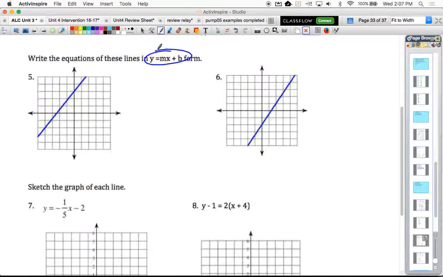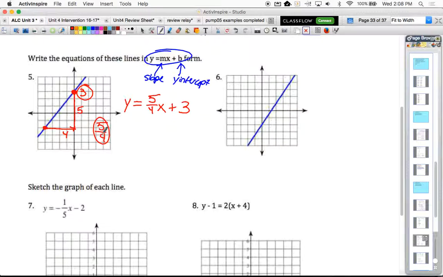Now this says put it into y equals mx plus b form. So that means we're going to need a y-intercept and a slope. In the first problem, I've got a y-intercept of +3, and then I have to find another pretty point to calculate my slope. If I do my little slope triangle, notice that my line is going up, so I've got a positive run and positive rise. My run is 4, 1, 2, 3, 4, and my rise is 1, 2, 3, 4, 5. So my rise over run is 5/4. My slope is 5/4, my y-intercept is 3. So my equation is y equals 5/4 x plus 3.